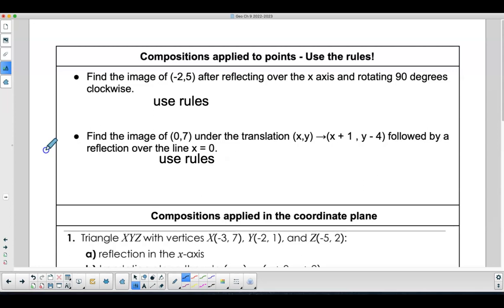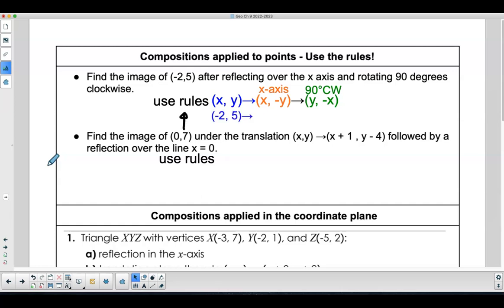Okay, so we're here at this next page working on compositions. A composition is a combination of two or more transformations. So here I've got (-2, 5) after reflecting over the x-axis and rotating 90 degrees clockwise. I'm going to use those rules. Reflection over the x-axis, that's here. 90-degree clockwise is here.